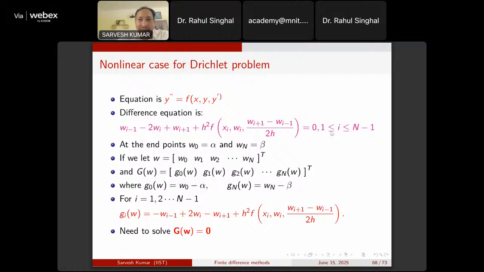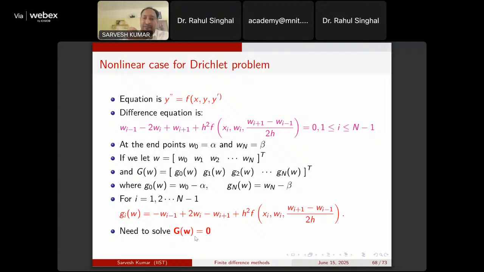Now see what happens if you start from 1 to n minus 1. Since this f is non-linear, we end up with a non-linear system of equations. Just to have a compact notation, say w is just a vector and G(w) is another vector. Then G(w) is known to you, right? w minus alpha is known to me and this is known to me. Now for i equal to 1 to n minus 1, if I say Gi is this one, then capital G(w) is the system of non-linear equations.